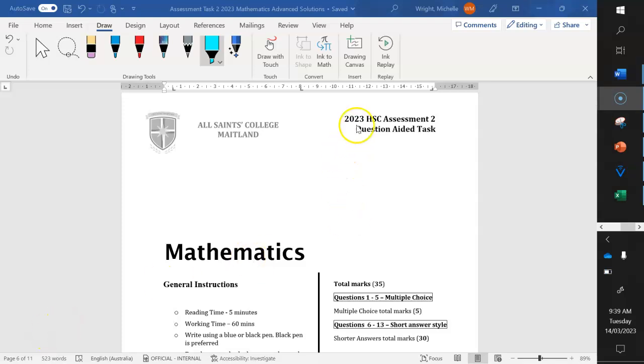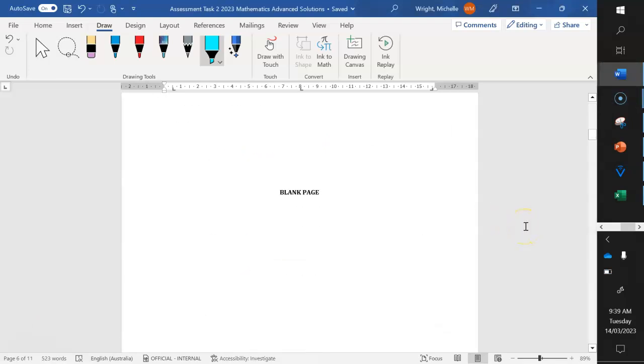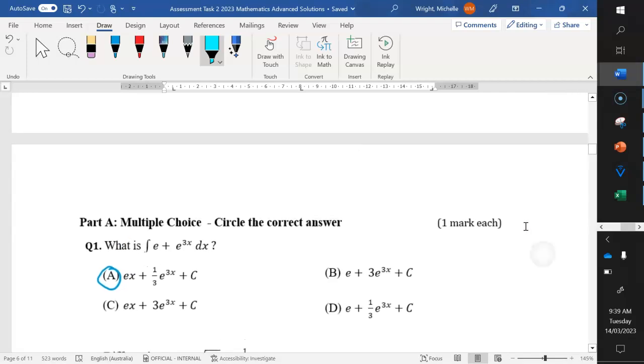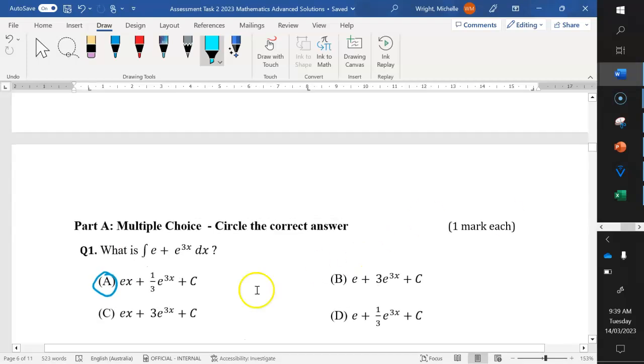Okay, these are the solutions to the 2023 HSC Assessment 2 Question Aided Task for Advanced Mathematics. These are just for the multiple choice questions. The first answer was A.